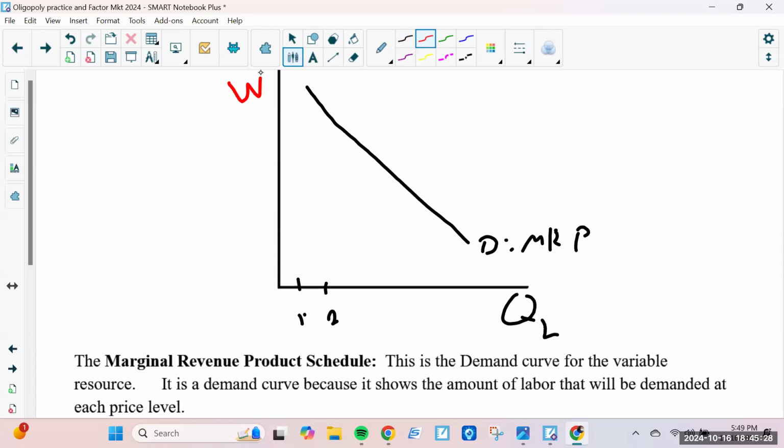I get paid a wage, not a price, right? So to be more specific, at a higher wage rate, I don't want to hire as many workers. At a lower wage rate, I'm willing to hire a greater quantity of workers, my demand. And this is something else interesting.